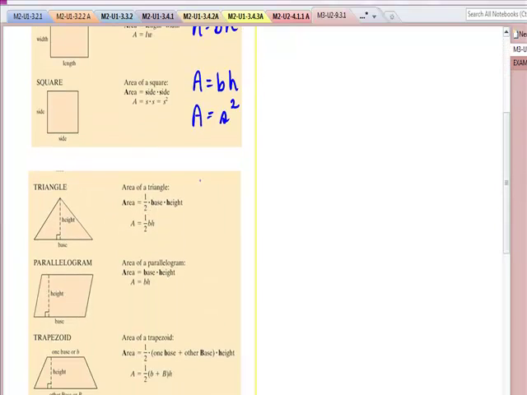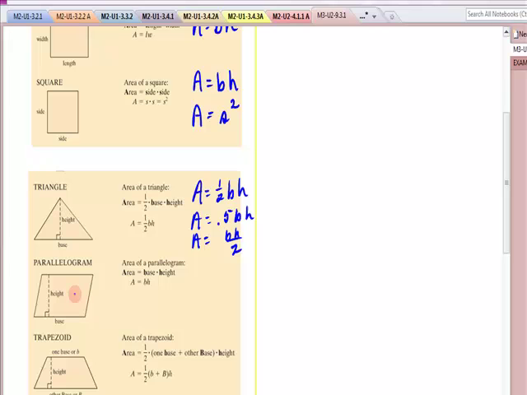Triangle. We've done this one. It is 1/2 base times height. You could use 0.5 times base times height, or you could use base times height divided by 2. We had that earlier.